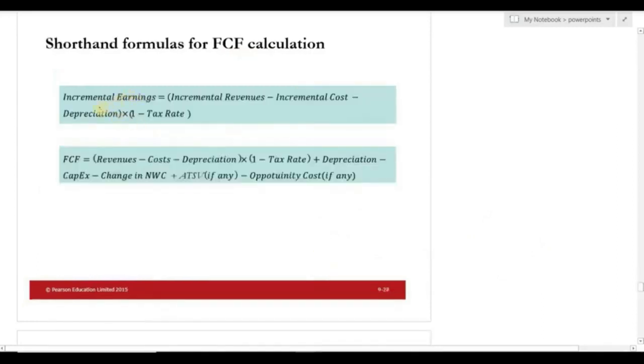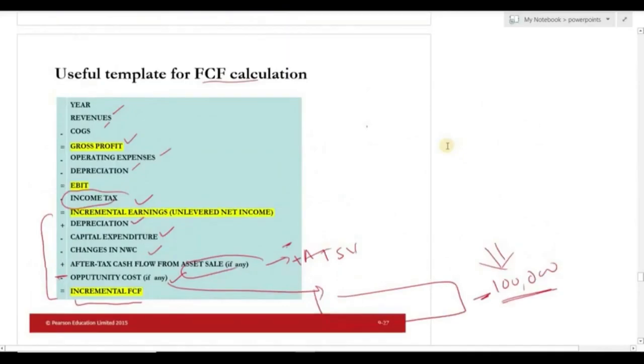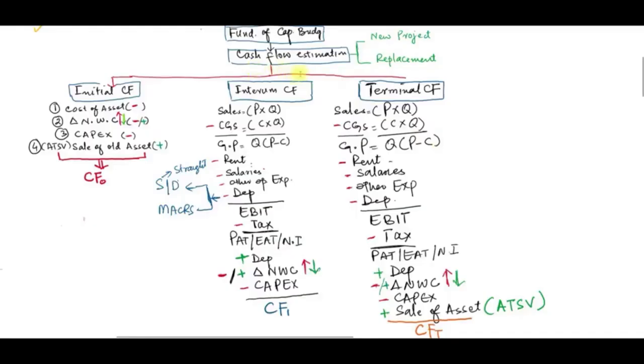so this is just another way of writing the incremental earnings. Once you write the incremental earnings, then you can find the free cash flow. So you can follow this, but I would recommend that this method is very easy to understand. Finally, we have the mind mapping of this chapter.